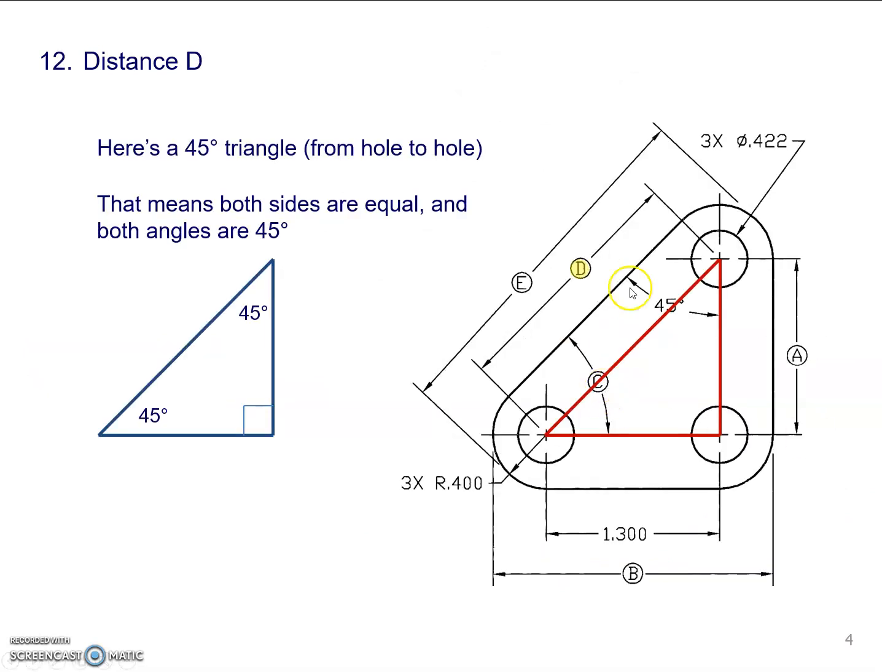Okay, now let's think about this distance D. And this would be relevant if you wanted to know center to center, how far apart are the holes, because you're going to fit this plate over something or other. All right, well, we've still got a 45-degree triangle, which means both angles are 45, and both sides are the same. If one of them is 1.3, the other one is 1.3. All right?